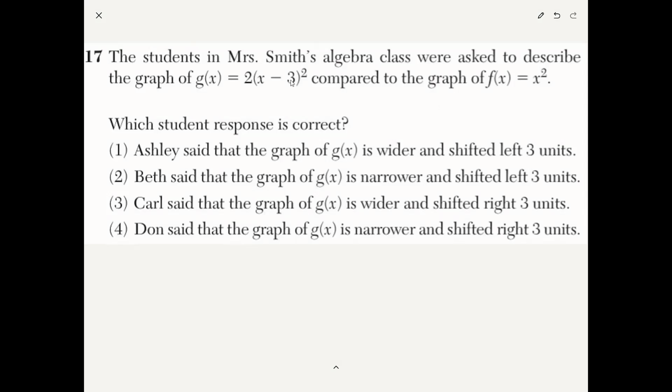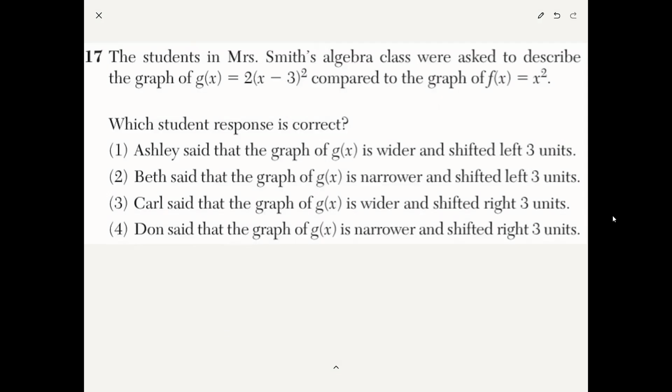Remember, x minus anything inside the parentheses moves the opposite way of the sign. So this says minus 3, so that means it's going to move to the right 3. This 2 means we're going to multiply the whole function by 2, which is going to make it narrower. But if you don't remember the transformation, that's okay. Just graph them and then pay attention to what it's doing.